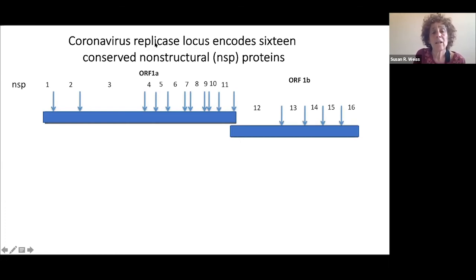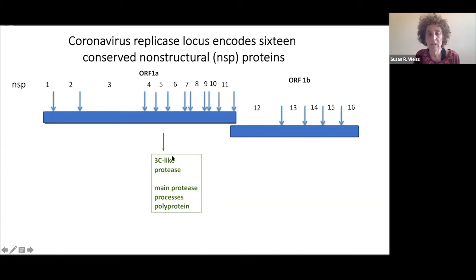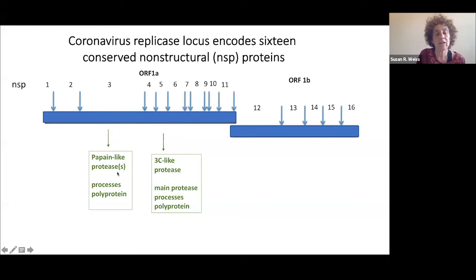So as I said, the replicase locus encodes 16 conserved non-structural proteins, shown here, NSP1 through 16. The 3C-like protease is encoded here, and that's the main protease that processes most of this polyprotein. As these proteins are being synthesized, they're being processed by this 3C-like protease and also by a papain-like protease, shown here, which processes these 2 cleavage sites. And then, of course, the RDRP is found in NSP12. This is the RNA-dependent RNA polymerase.